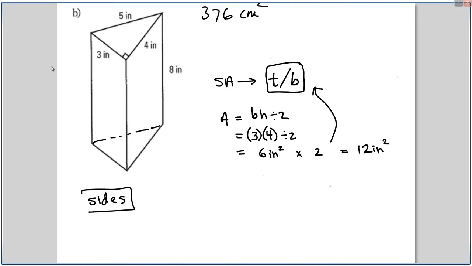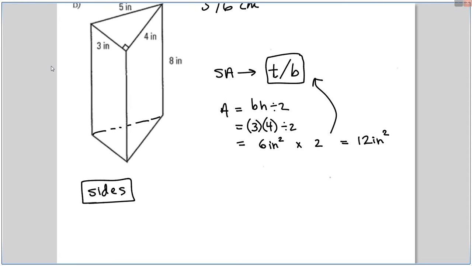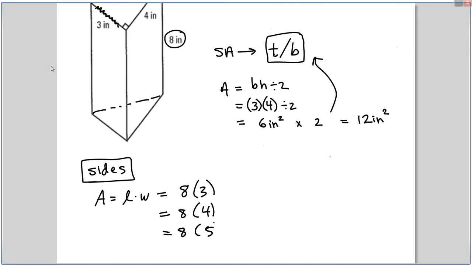Okay, let's take a look at the sides. Are all the sides the same? No. Because they all have different sides from this triangle. But all the heights of the rectangles are the same, right? So for length times width of these rectangles, all of them will use 8. They all use 8. So you have an 8 times 3. What else do you have? 8 times 4. And what else? And 8 times 5. Get all these: 24 square inches, 32 square inches, and 40 square inches.